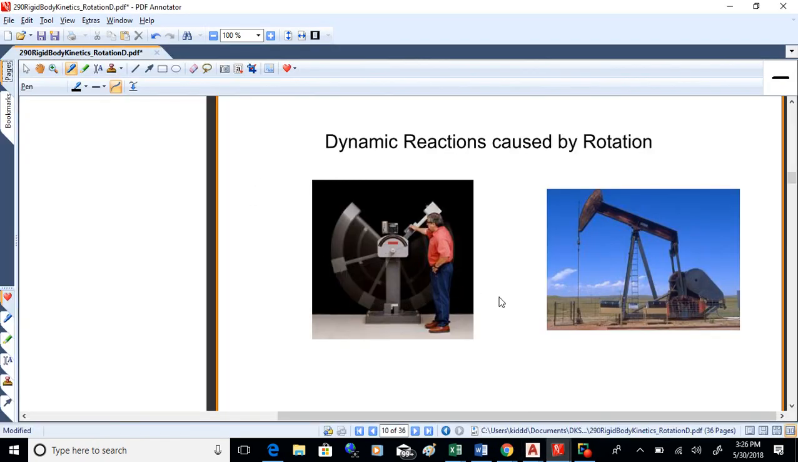All right, so online, I'll post this video, so have a look. And what we're really interested in here is the reaction on the bearings there as this big hammer swings through. So let's see what we can do to analyze something like that.